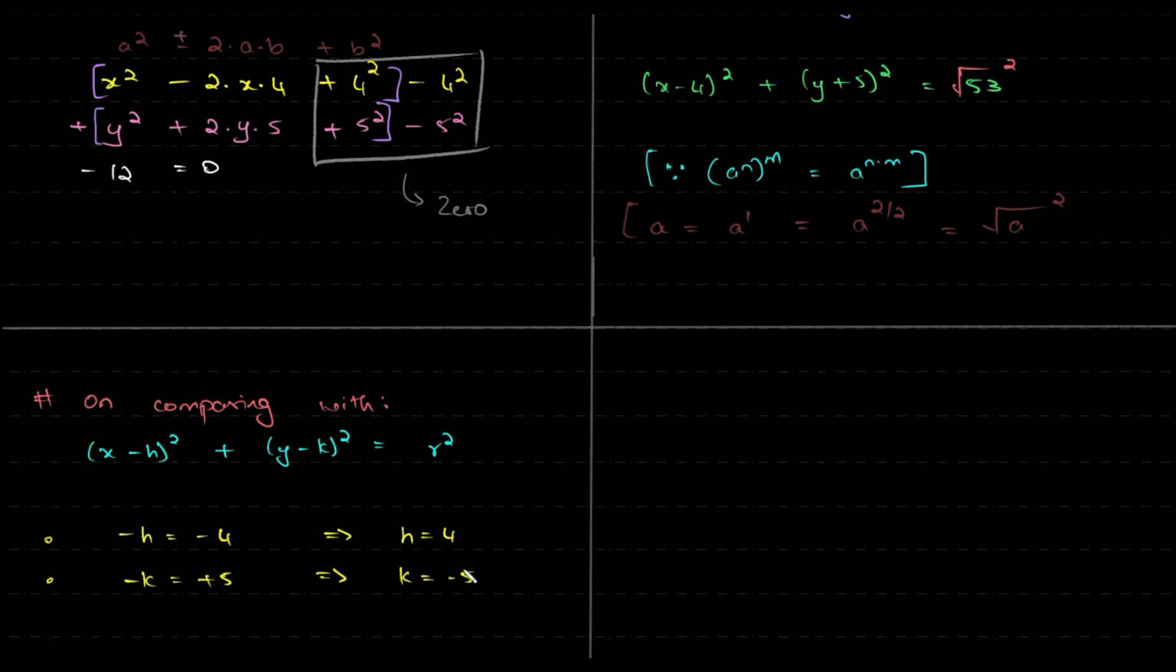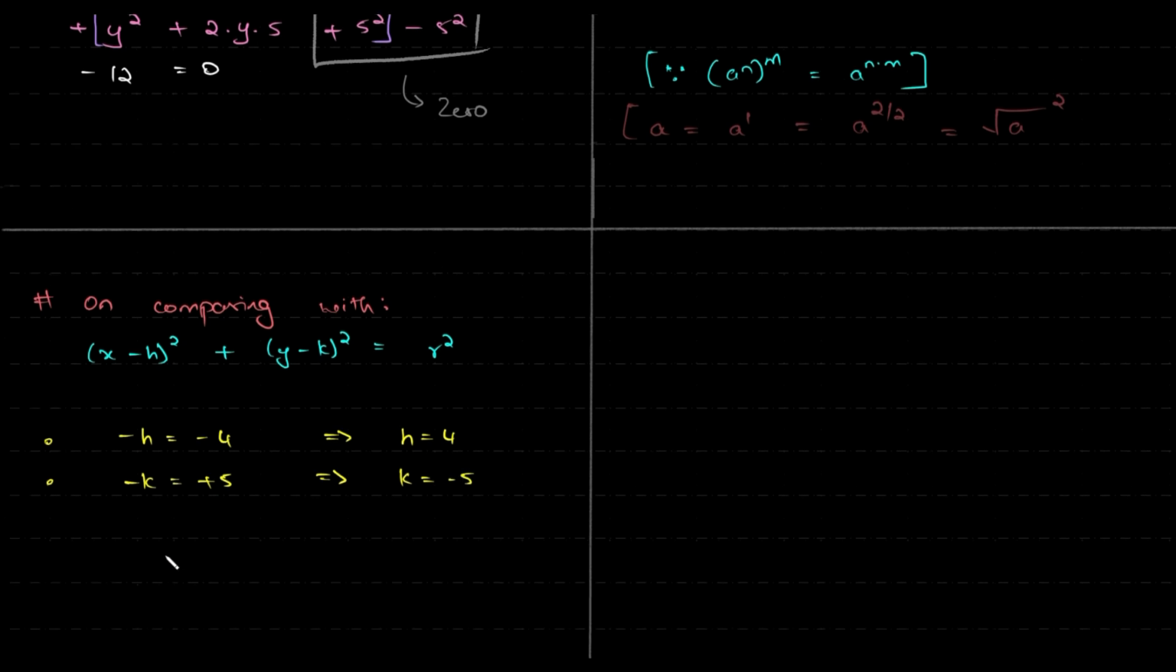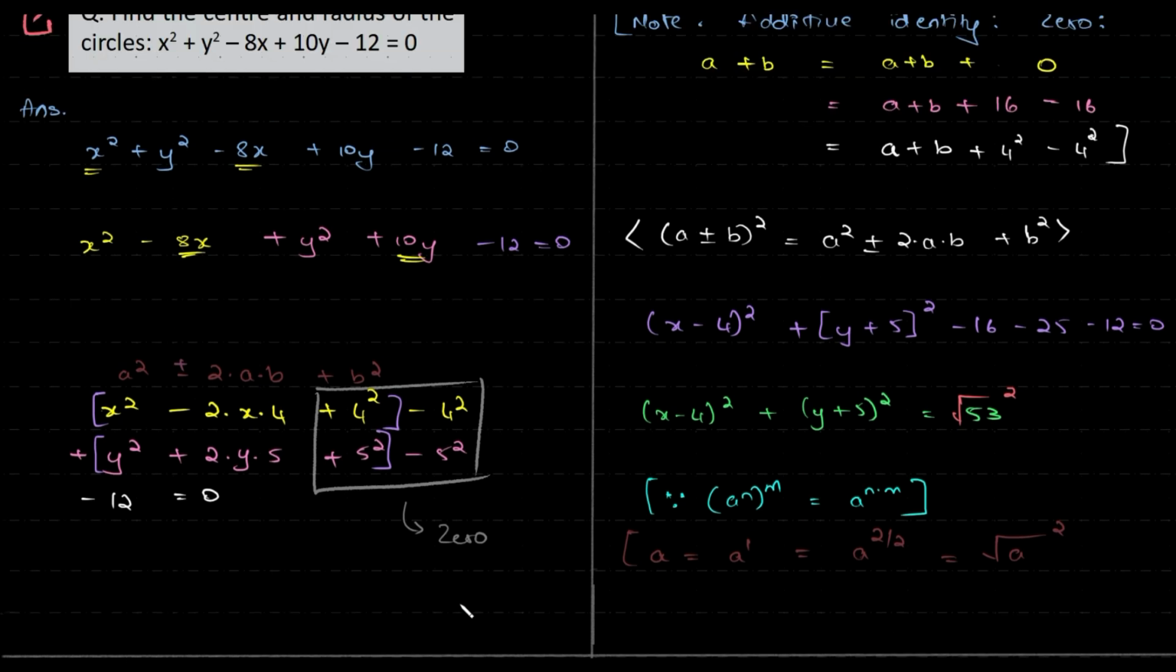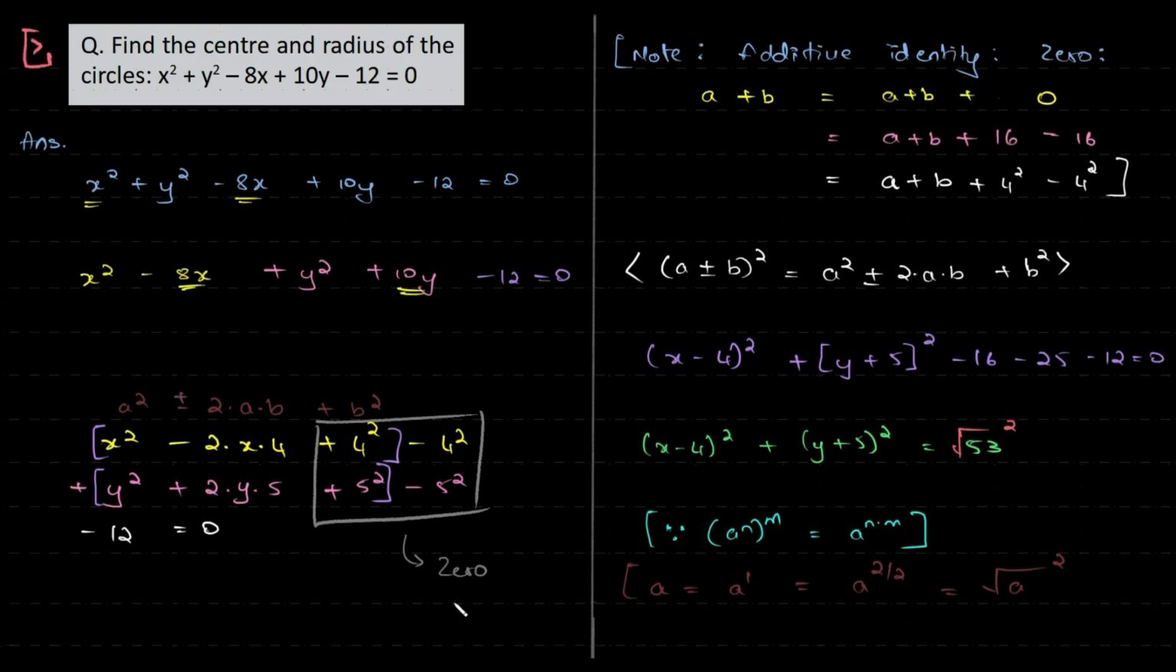So we got the h and k values, and finally the center of the circle is 4 comma minus 5, and the radius is equal to root of 53 units, right? So this would be your answer.